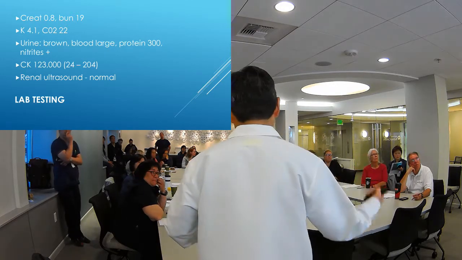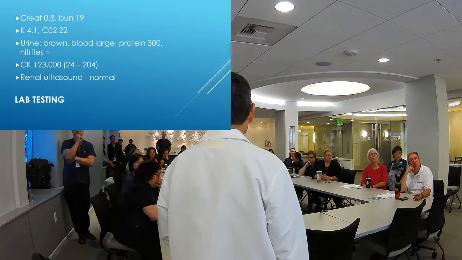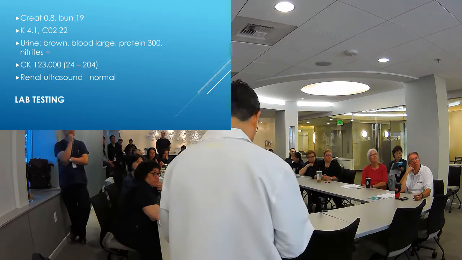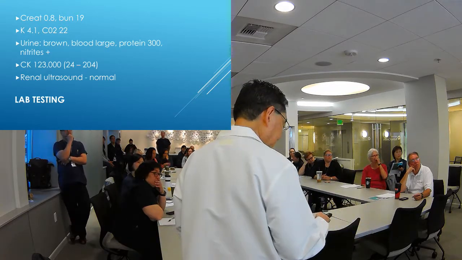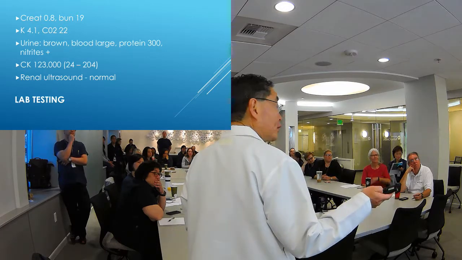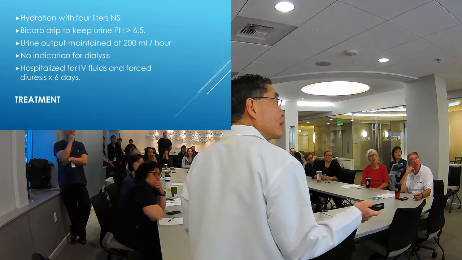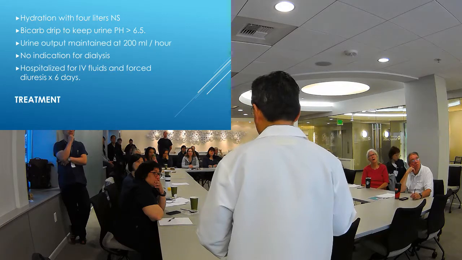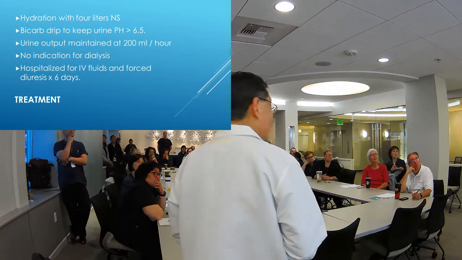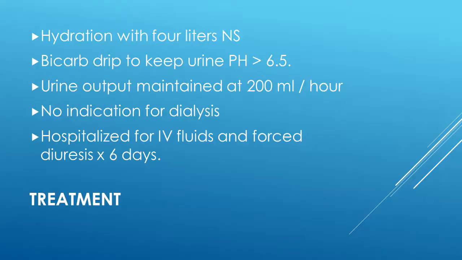The other part of the acute kidney injury workup is always ultrasound, and ultrasound was normal. So a presumptive diagnosis was made of rhabdomyolysis. The treatment is to hydrate, and you want to get high flow going through the kidneys and get those pigments to wash through.